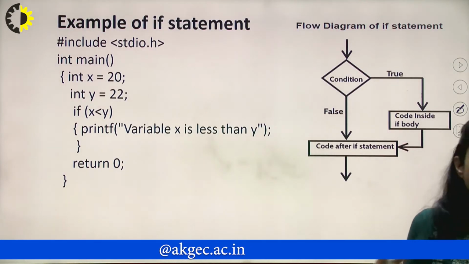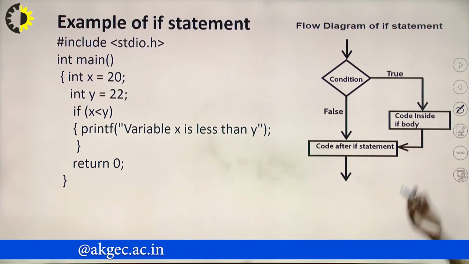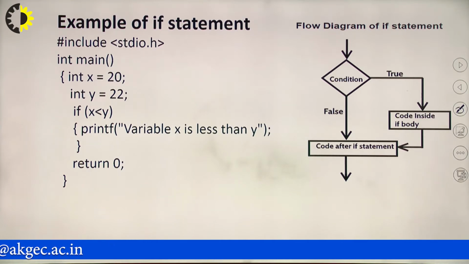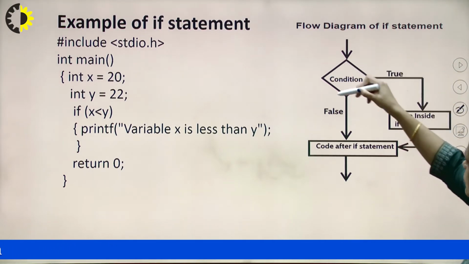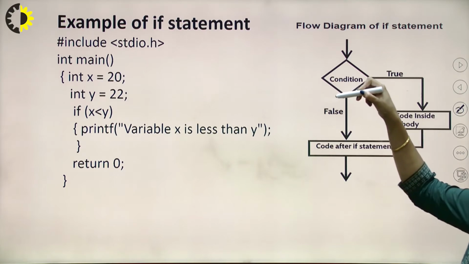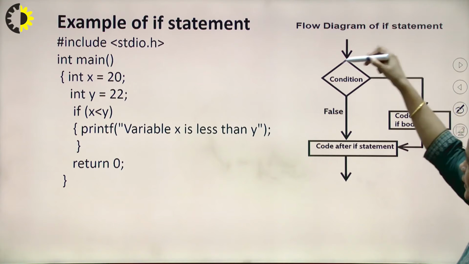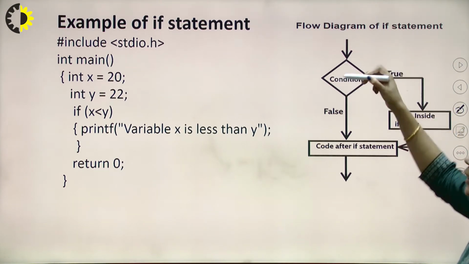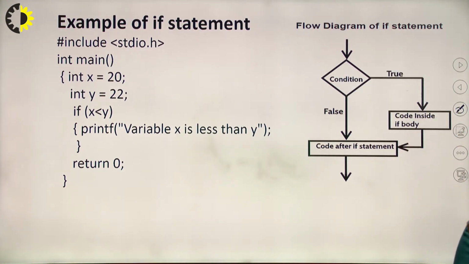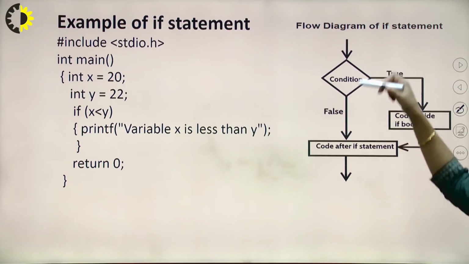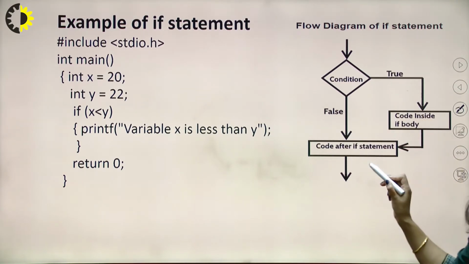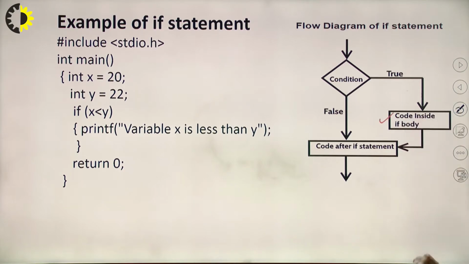Now we can see how it works. What is an example of it? This is the flow diagram of the if statement. Here we can see this diamond box shows the condition. If we make a flow chart, we use a diamond box for showing the condition, and the result of this condition will be true or false only. If it is true, the code inside the body will be executed, and if the condition is false, the code after the statement will be executed. This code will be skipped.